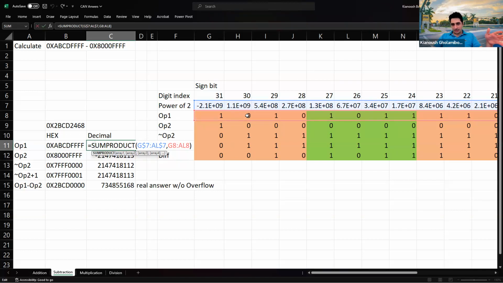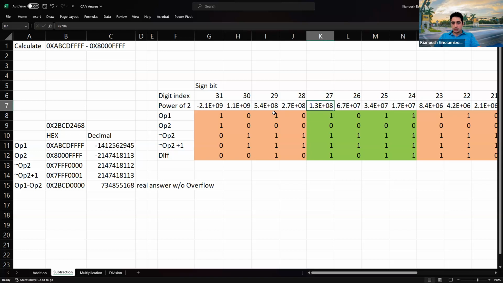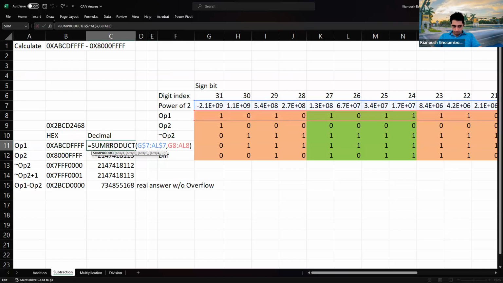Just multiply powers of 2 by each bit. If the bit is in the leftmost location, that would be a sign bit, so you need to multiply it by negative 2 to the 31. But for the rest, you need to just multiply them by the positive power of 2 given by the digit index. For example, this digit index 27 has a power of 2 to the power of 27, and you basically multiply this bit by 2 to the 27. And then you just add them all together, you get operand 1.